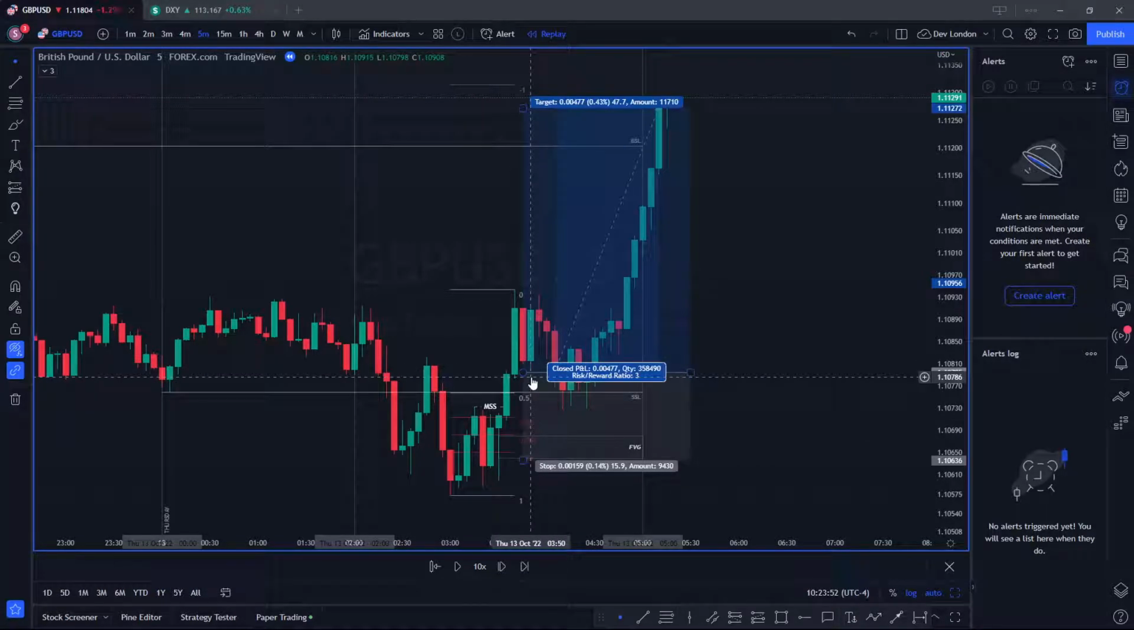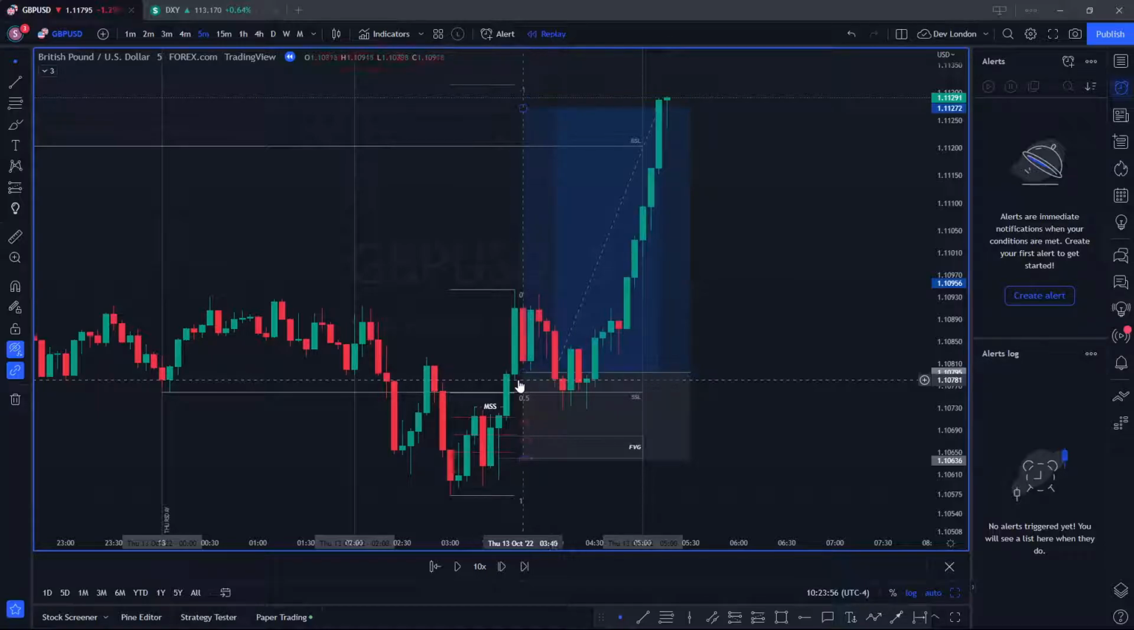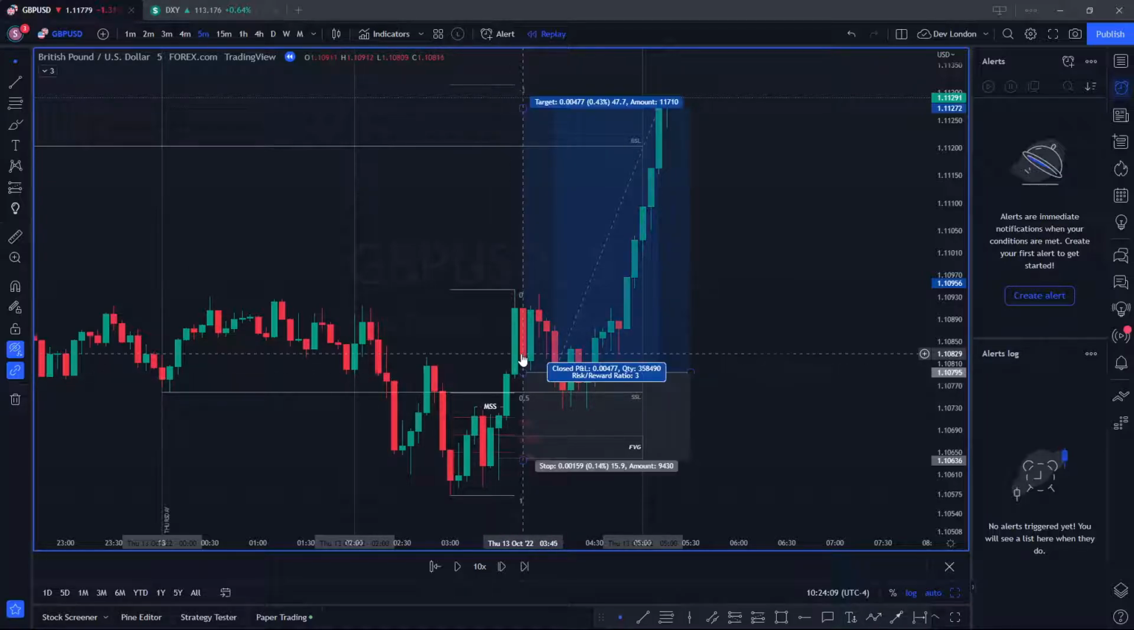Well, I think it was 10 points above this, because GBP USD is very strange with the spread, right? The spread is about 10 points on my broker, so it was 10 points above the actual fair value gap, so I can get my fill. And then price came back, we consolidated for a little bit.